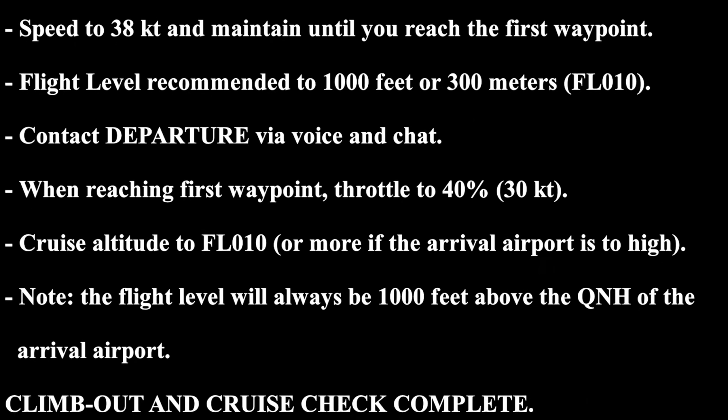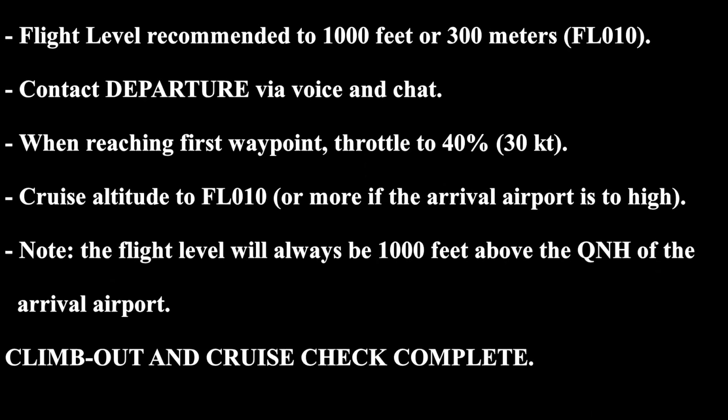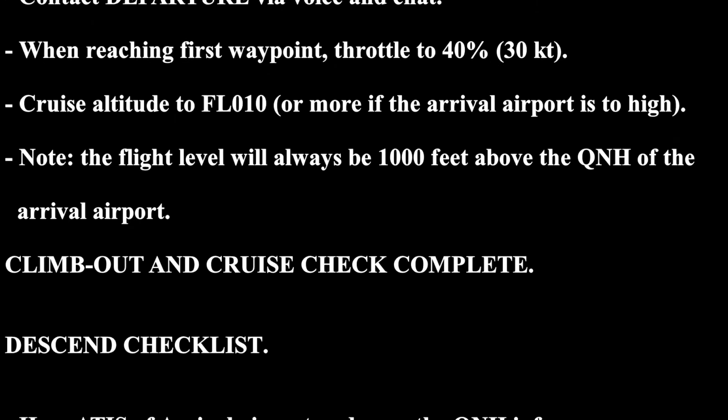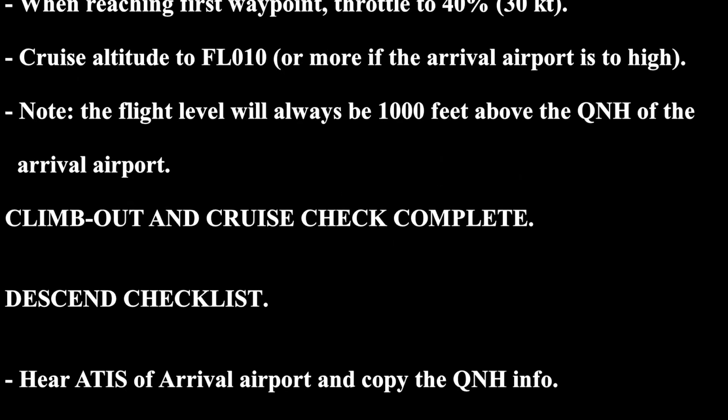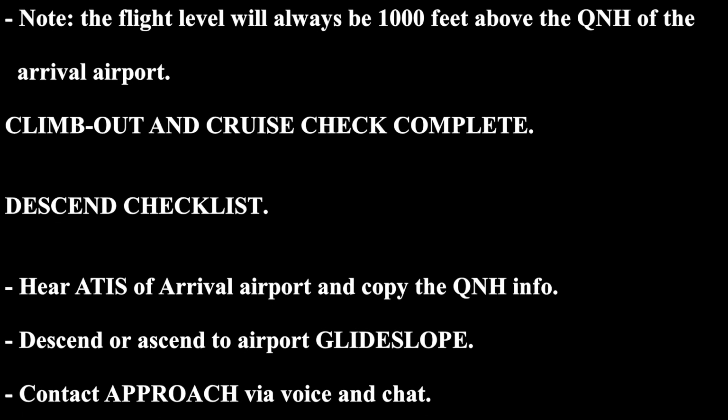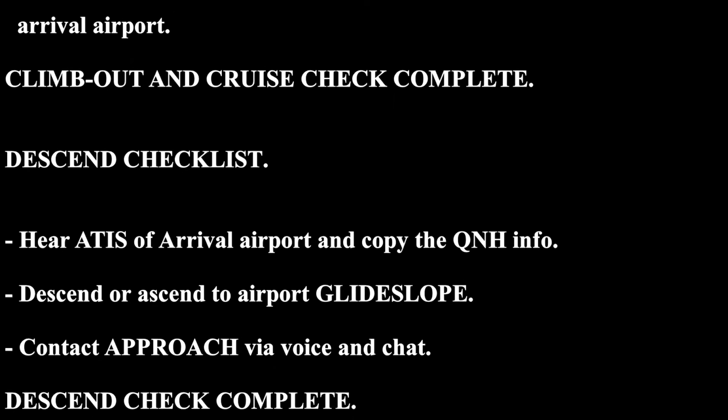When reaching the first waypoint, throttle to 40%, 30 kT. Cruise altitude to FL010, or more if the arrival airport is too high. Note, the flight level will always be 1000 feet above the QNH of the arrival airport. Climb out and cruise check complete.